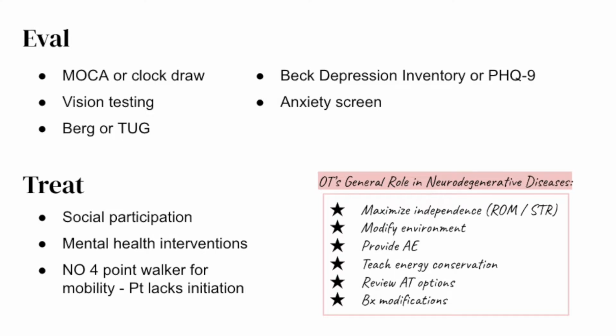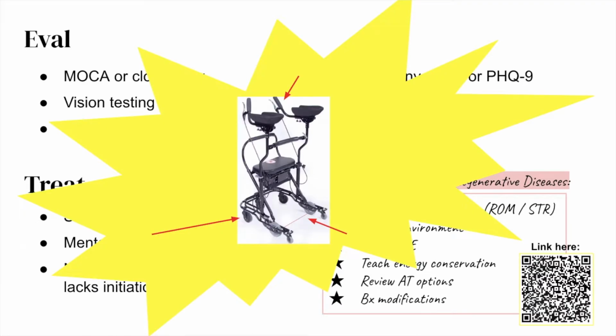For treatment, you might consider social participation as well as mental health interventions. You can see in the box on the right, there are a variety of general concepts for treatment in neurodegenerative diseases as a broad concept. Those will also be appropriate here. But one major takeaway is that you do not want to give a patient something that they're going to have to pick up over and over for mobility, because they lack the initiation to start and stop a task.